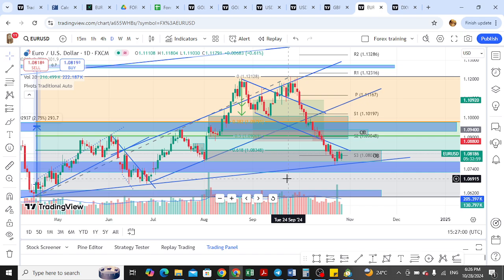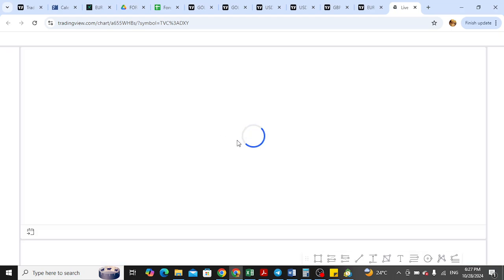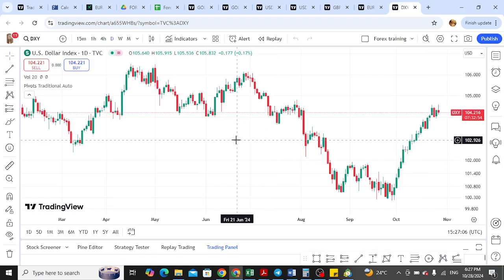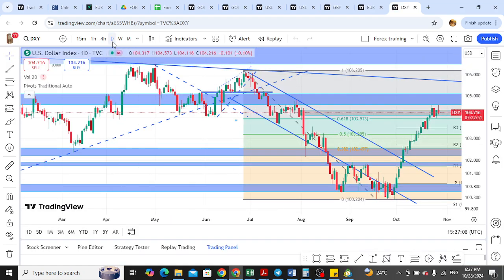So my routine starts with going through the dollar index. In my daily analysis, I go through the daily chart, the 4-hour chart, and the 1-hour chart. In the weekly analysis, during the weekend, I look at monthly, weekly, and daily as well. And I put my comments on that analysis in my journal.